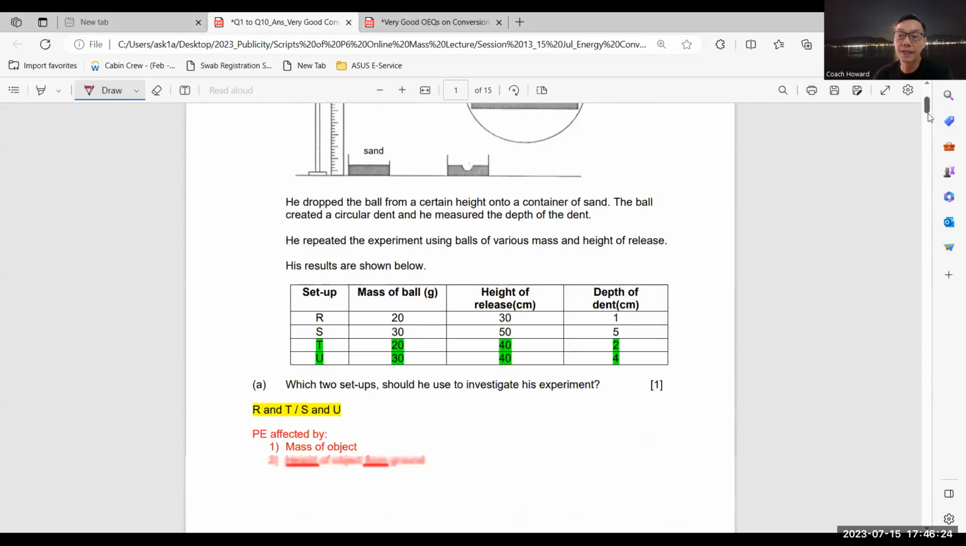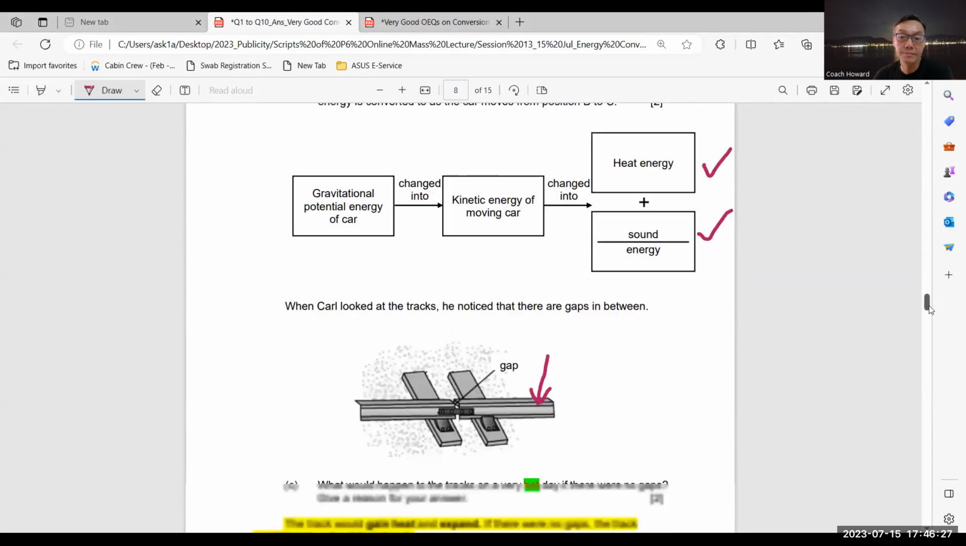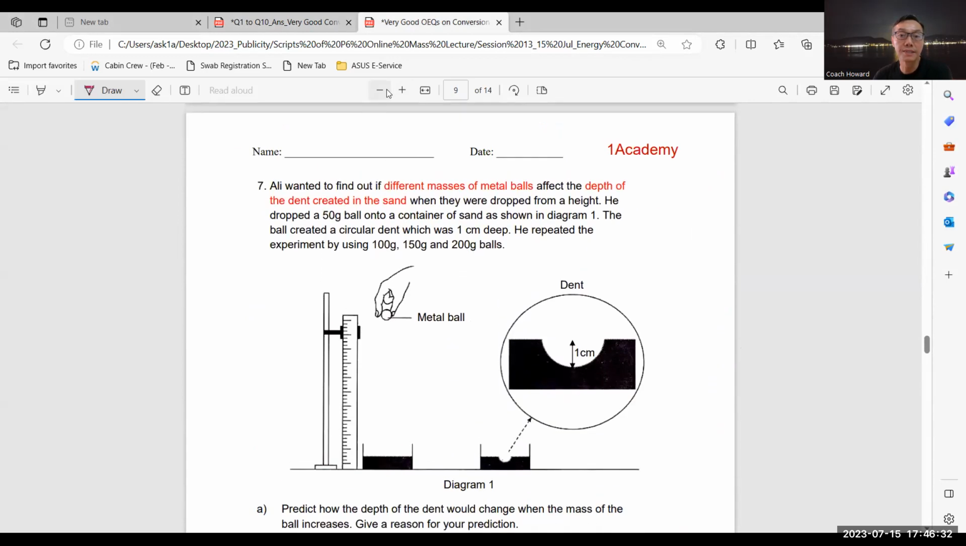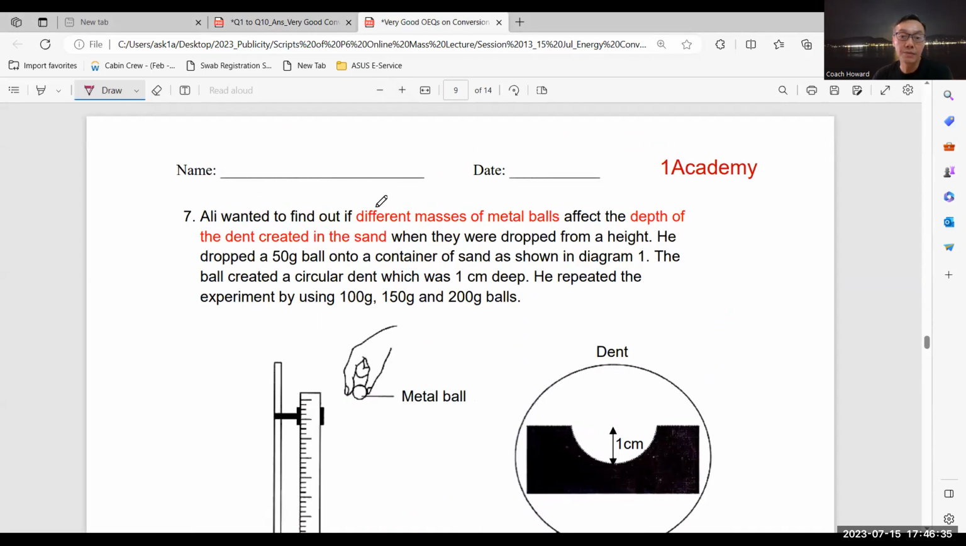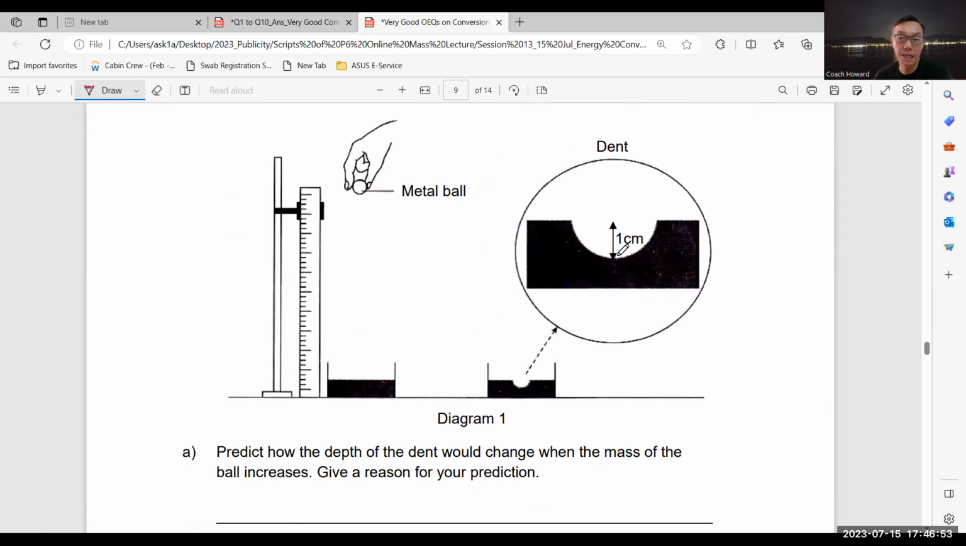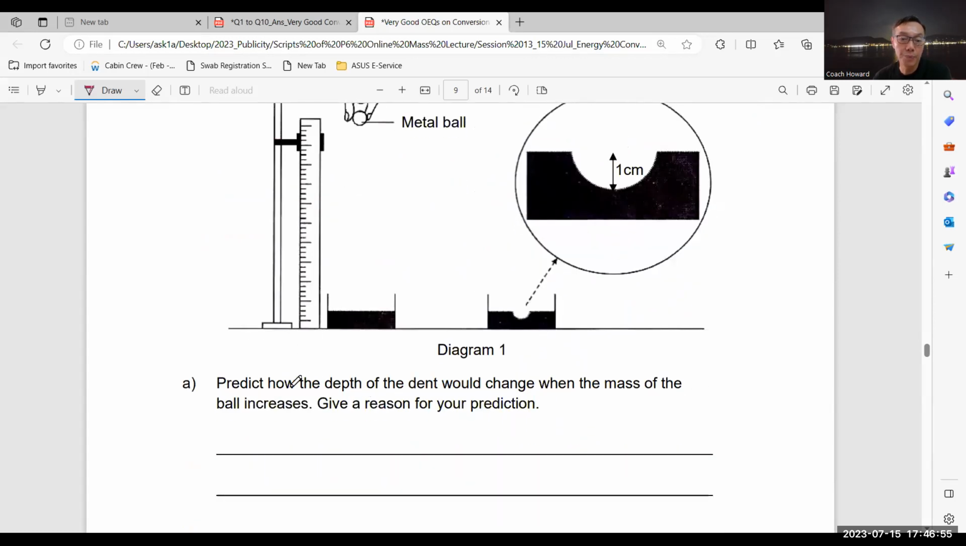So if you look at question 7 here, let me change to the one without the answer. Ali wanted to find out if different masses of metal ball affect the depth of the dent created in the sand. So now he used 4 types of balls, 50, 100, 150, and 200 grams, increased by 50 grams. And this is a dent created. He measured the depth is 1 centimeter. So they ask you to predict. Predict means you guess or infer how the depth of the dent would change when the mass of the ball increases, and give a reason.